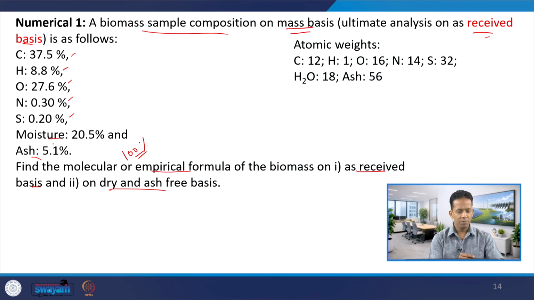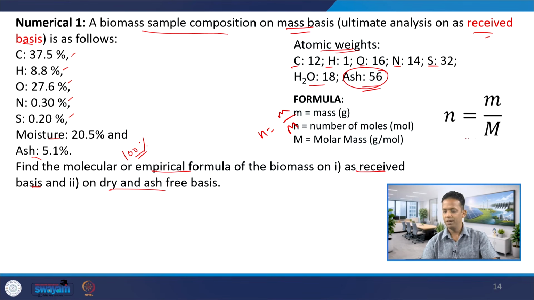First we will find a formula for this composition on received basis. These are the atomic weights of the compounds. Carbon, hydrogen, oxygen, nitrogen, sulfur are universally known: 12, 1, 16, 14, 32, and water is 18. Ash needs to be given in the numerical because it will change with different biomass. So ash is 56. The formula for finding the number of moles is mass in grams divided by molecular weight. This is the only formula that we will be using in this numerical to solve the problem.